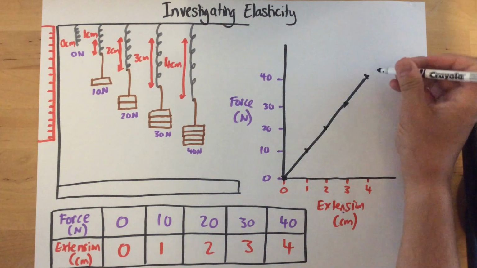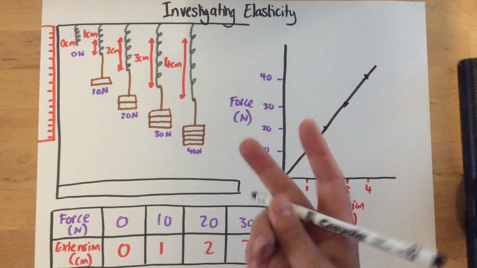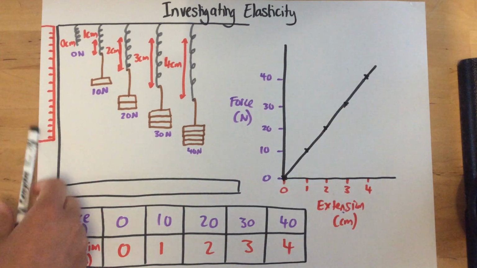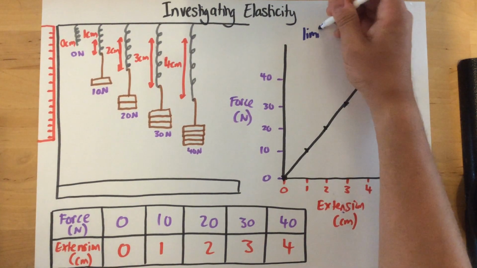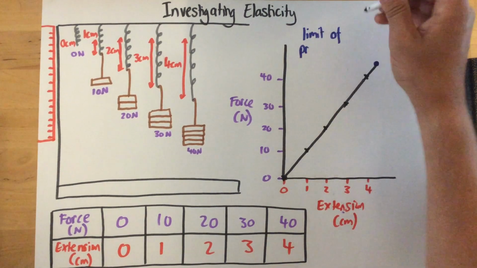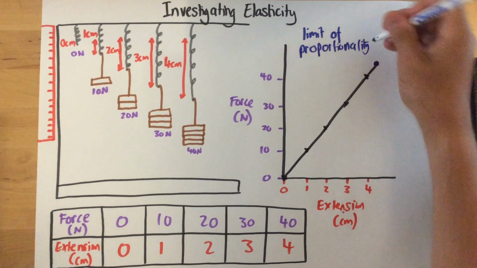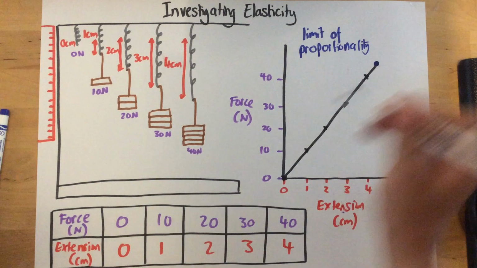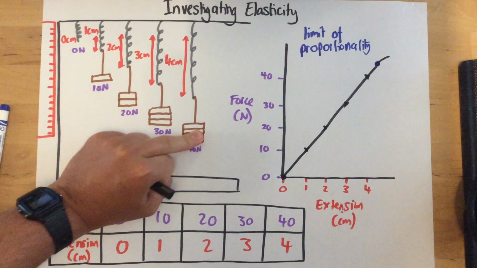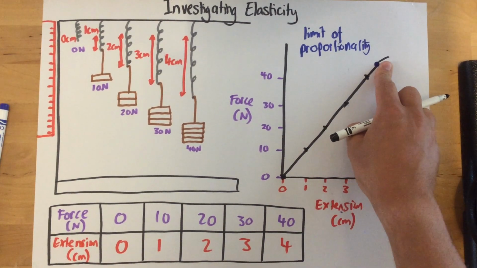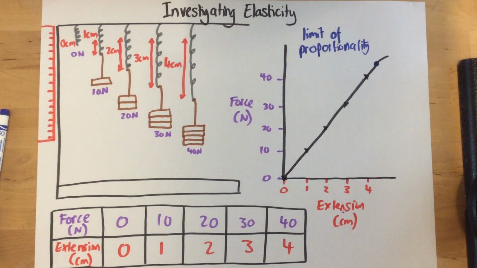Now, if we continued this experiment, so we kept on adding more and more force, we would find 2 other things. We would eventually get to this particular point, which is called the limit of proportionality. What that means is after this point, we've added so much force that we no longer have a linear relationship. So it's no longer directly proportional. That is called the limit of proportionality.